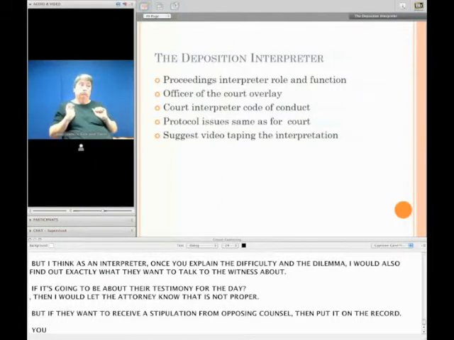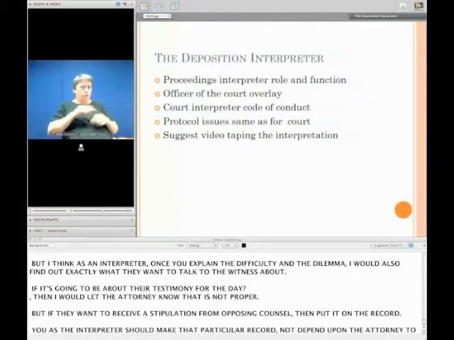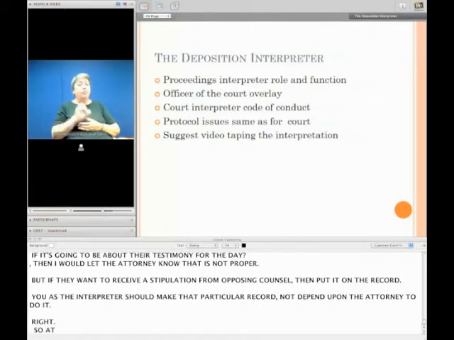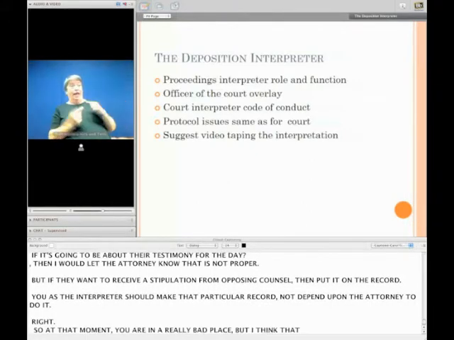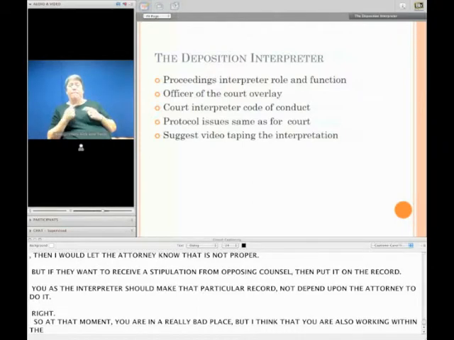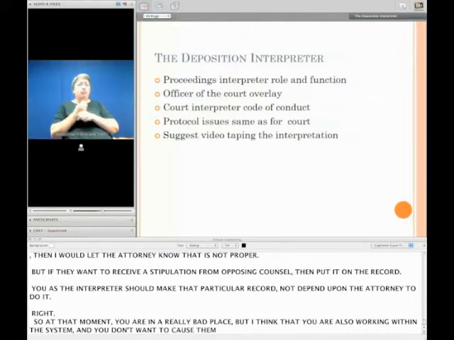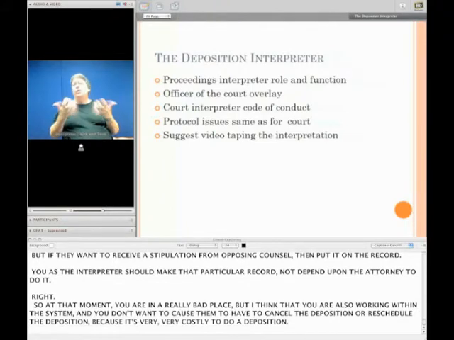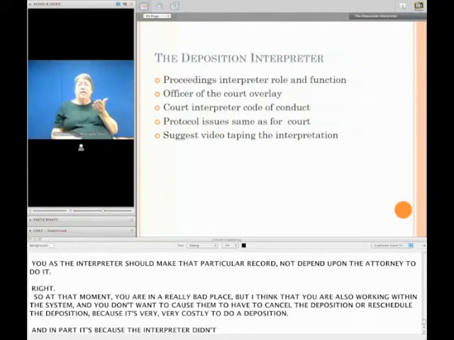You as the interpreter should make that particular record, not depend upon the attorney to do it. Right. So, at that moment, you're in a really bad place, but I think that you're also working within the system, and you don't want to cause them to have to cancel or reschedule the deposition because it's very, very costly to do a deposition, and in part it's because the interpreter didn't prepare well enough by finding out whether or not there would be a table interpreter there.